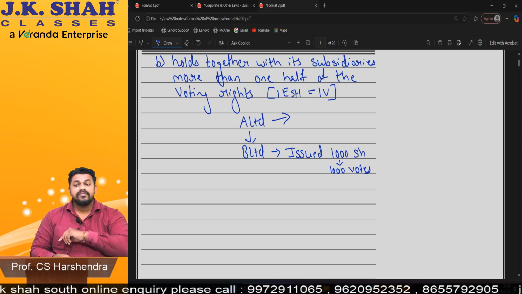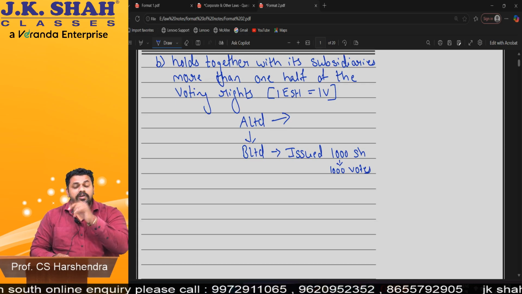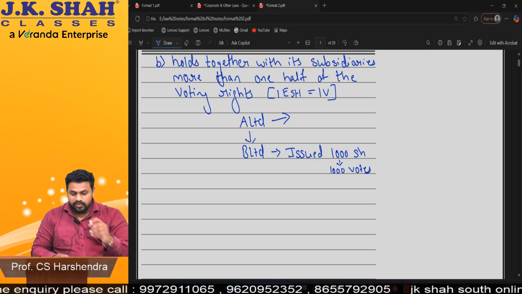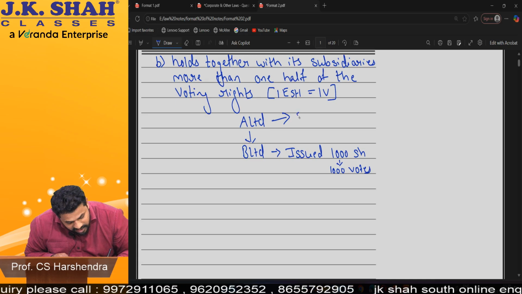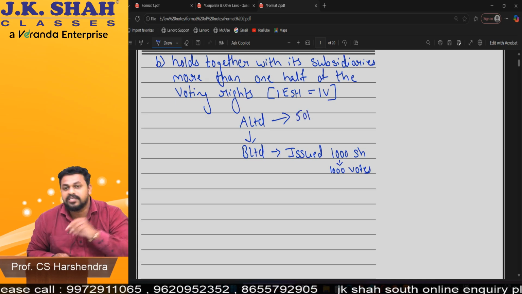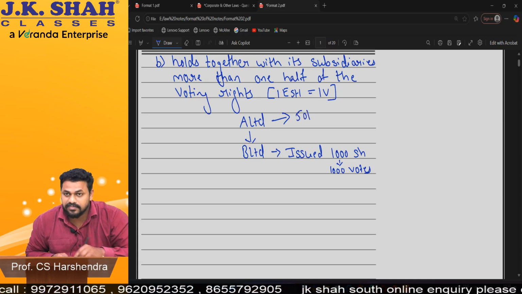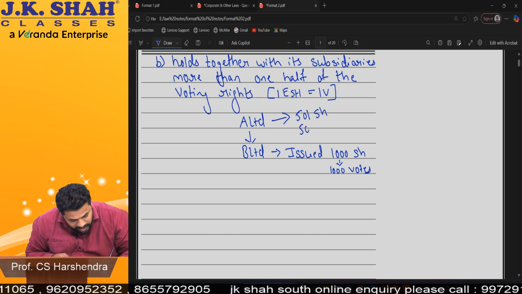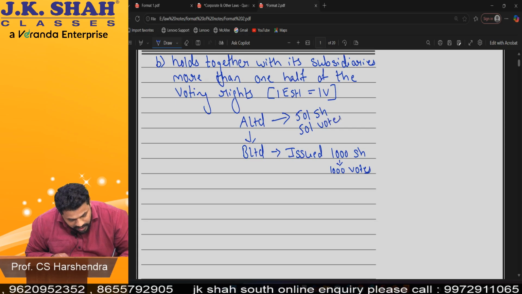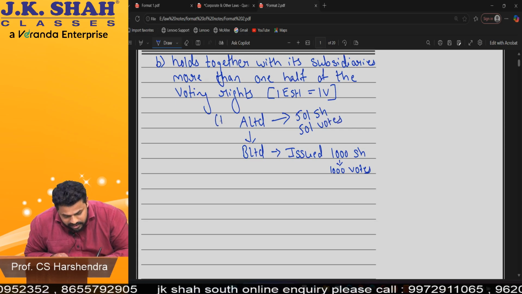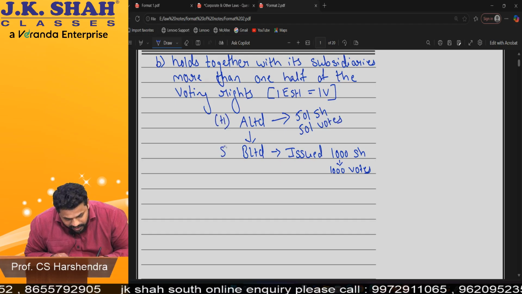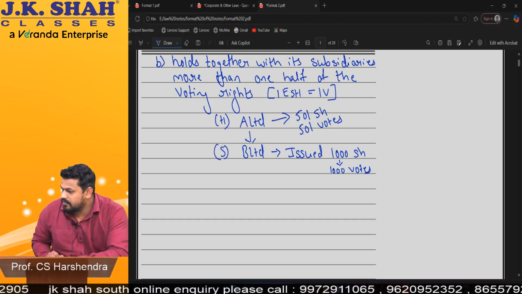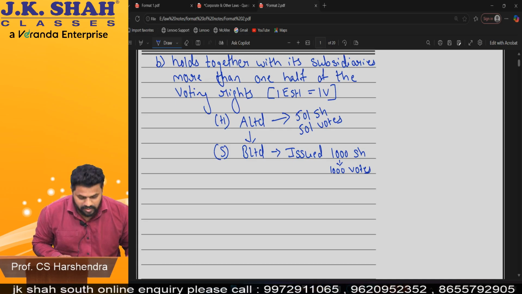Wrong. I knew you'll say 51. It is majority, not 51. 51 and majority is different. So easy here, basically if A Limited holds 501 shares, 51 will be 510. So 501 shares, indirectly 501 votes in B Limited. Then A Limited is the holding company and B Limited is the subsidiary company. Am I clear? Everyone? Yes? Okay.